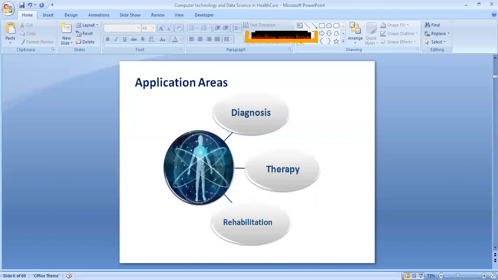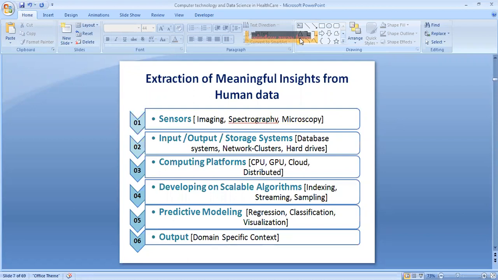Even after providing the best of our treatment, the patient is still not able to return to his normal life. Of course, we have one more option, that is rehabilitation care, which is offered to the patient so that he or she becomes almost independent of the caretaker. So these are the various steps that may be applied when we get on to the analysis of the data that we get from the human being.